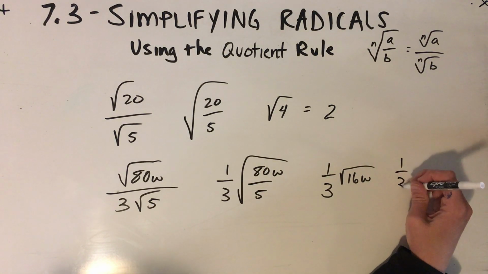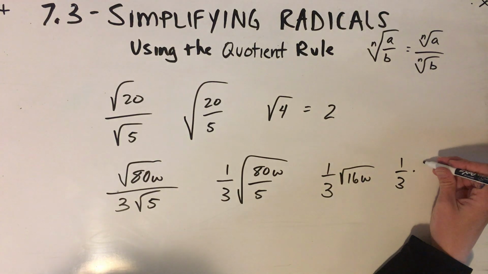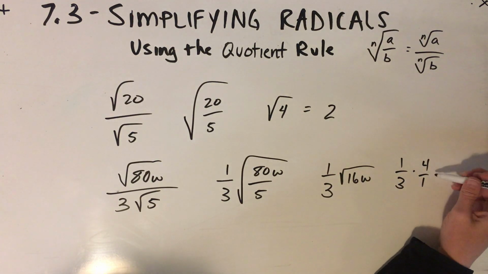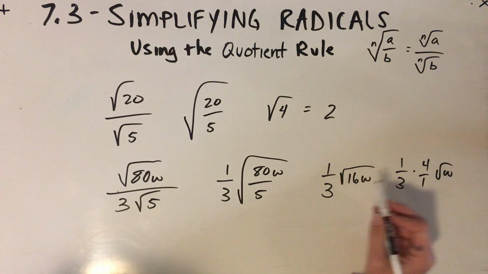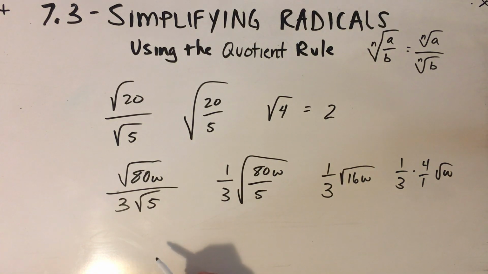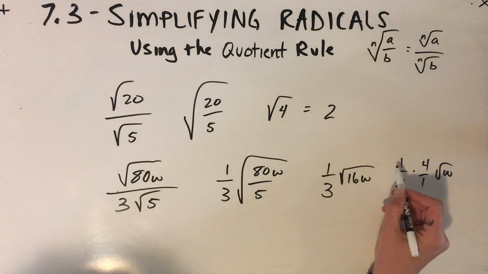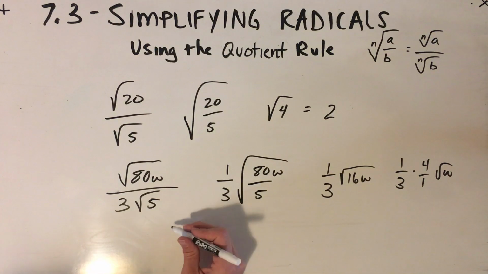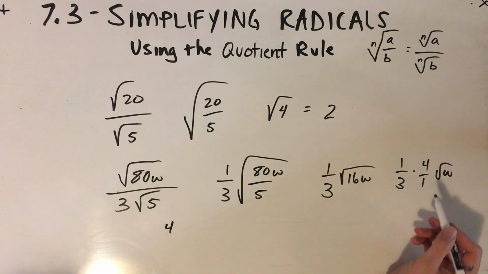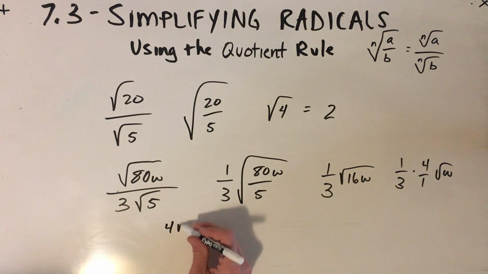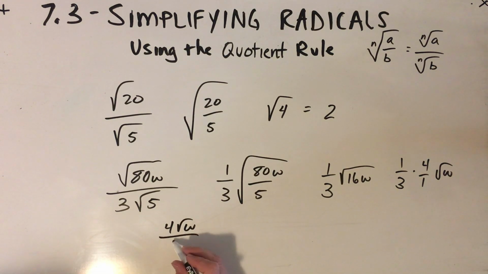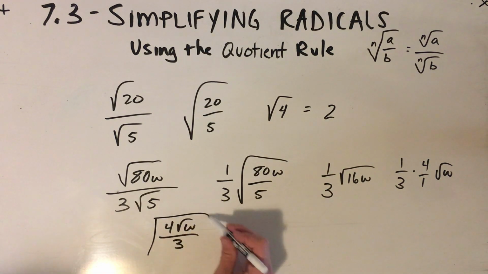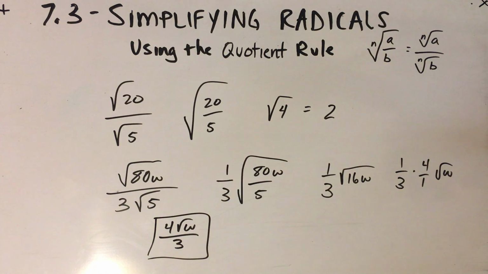And remember, when I pull this out, it's related through multiplication. So I have 4, but this is still the square root of w. There's only a single w here, so I can't pull it out. So 1 times 4 is going to give me 4. And that square root of w is going to be on the top, and that is going to be over 3. So this would be the simplified version of this square root of 80w.